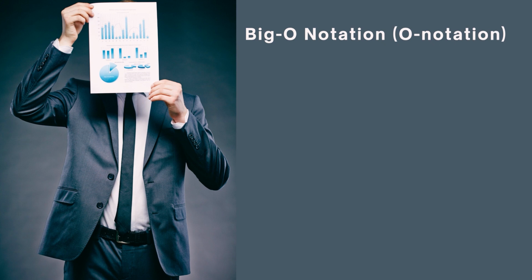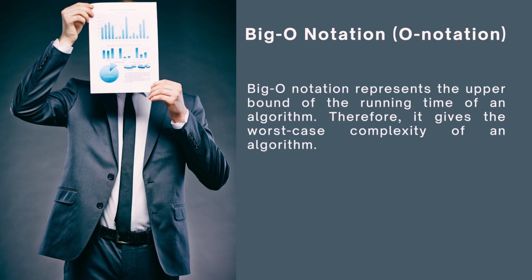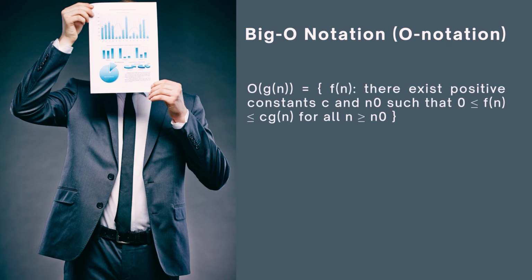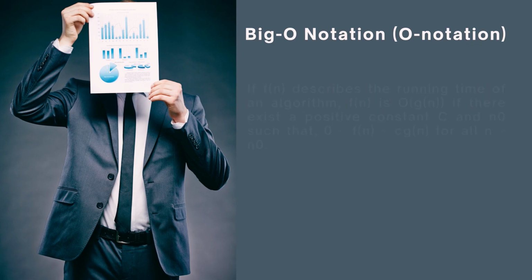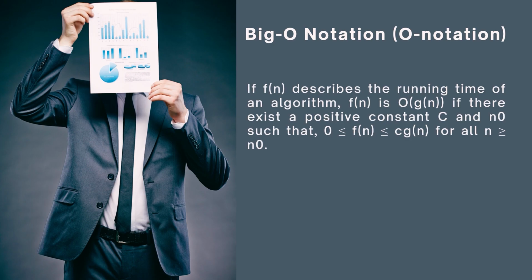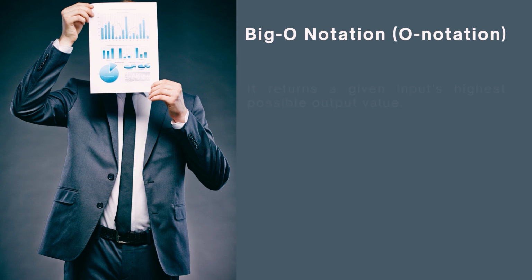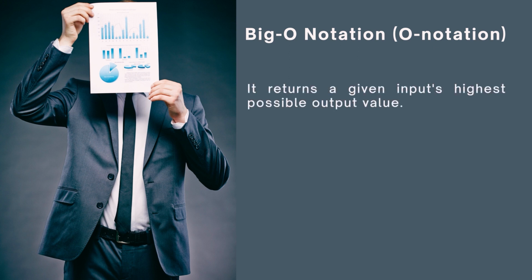So BIGO notation represents the upper bound of the running time of an algorithm, therefore it gives the worst case complexity of an algorithm. So BIGO of Gn equals Fn, where there exist positive constants C and n naught such that Fn is less than or equal to C times Gn, and obviously greater than 0, for all n greater than n naught. So if Fn describes the running time of an algorithm, Fn is BIGO of Gn. It returns the highest possible output value for the given input. Highest possible output value means it is the worst case.